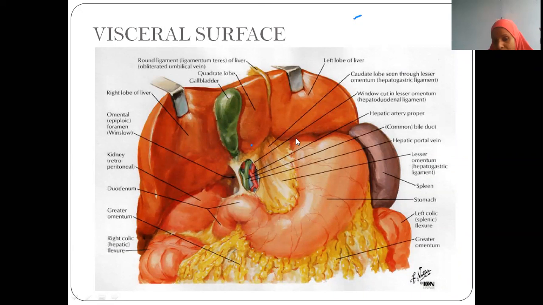This side the esophagus has entered. So here we will get the esophageal impression. You will get the stomach impression. This side you will get the duodenal impression. Okay, this is the gallbladder. So obviously what lobe will we have adjacent to the gallbladder? Quadrate lobe. Okay, that's how visceral impressions are formed, by pressing up of the abdominal visceral organs over the inferior aspect of the liver. That compression of all these visceral organs will produce the impressions.